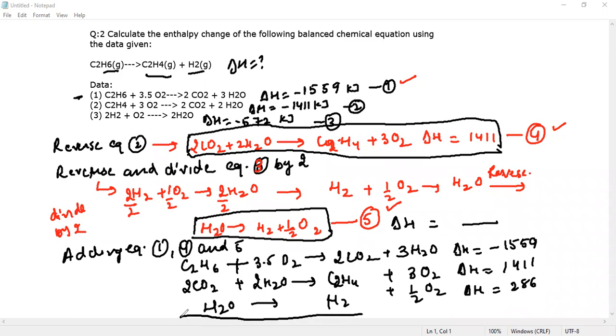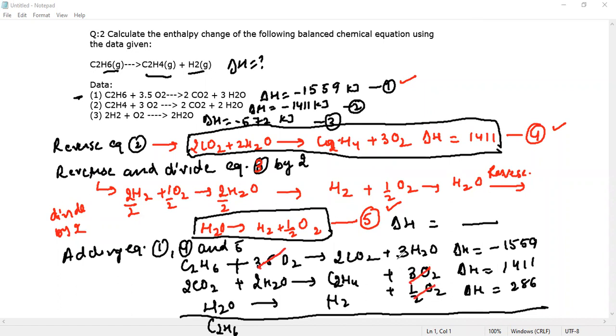Let's go ahead and add and get rid of the things we don't want, which are being cancelled. Let's erase this line because we don't have much space to write. So we have C2H6, we don't have any other C2H6. Then we have 3.5 oxygen here. Let's see how many oxygens I have: 3 oxygens here and half oxygen here. So we can go ahead and cancel them, as they are on opposite sides.